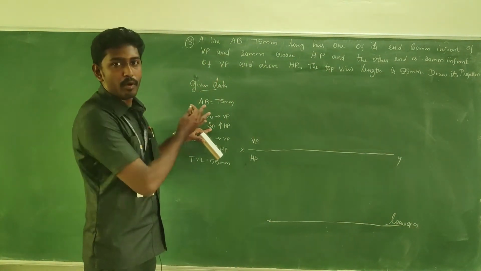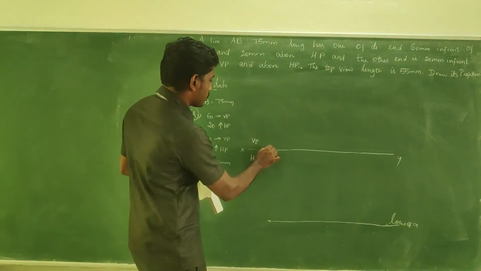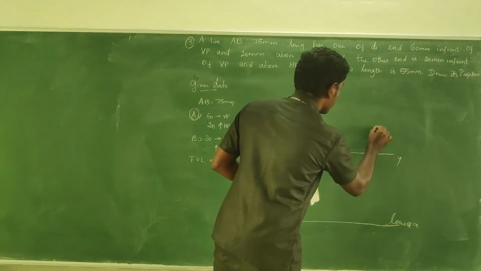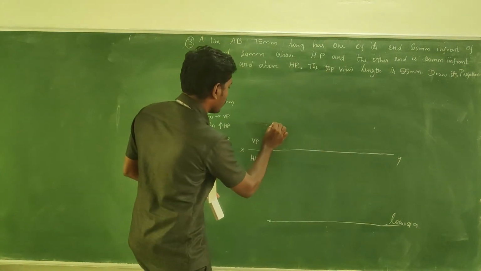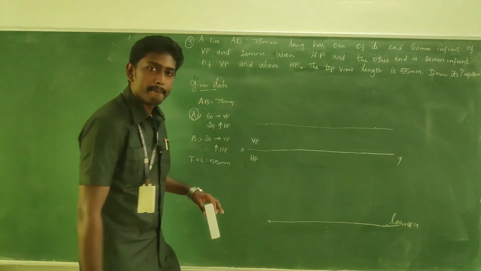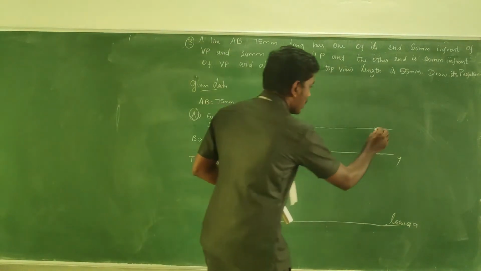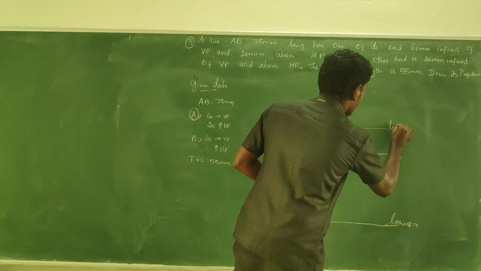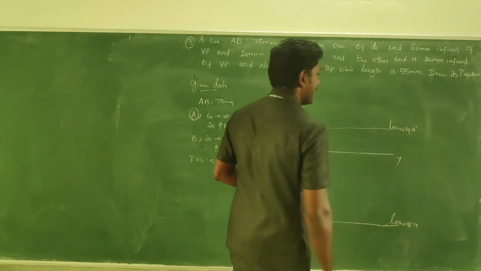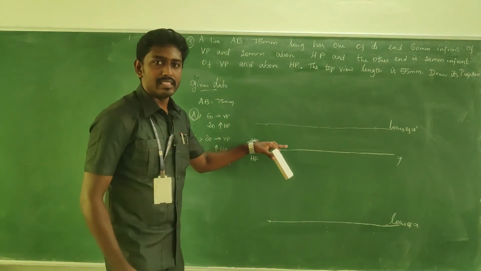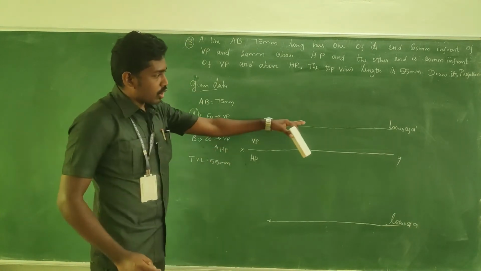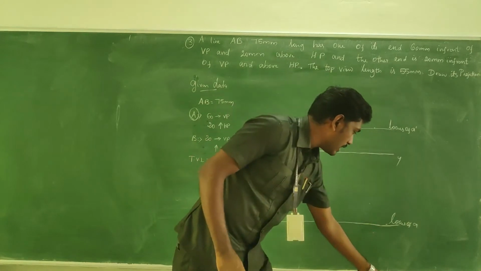And 20 mm above HP. So from the reference line take 20 mm by keeping your scale 90 degrees to the reference line. Make the points on both sides and join those points. You will get a horizontal line which is the locus of A dash. Since it is a front view, it is a dash. Fine. Next we have the locus of A dash and locus of A.